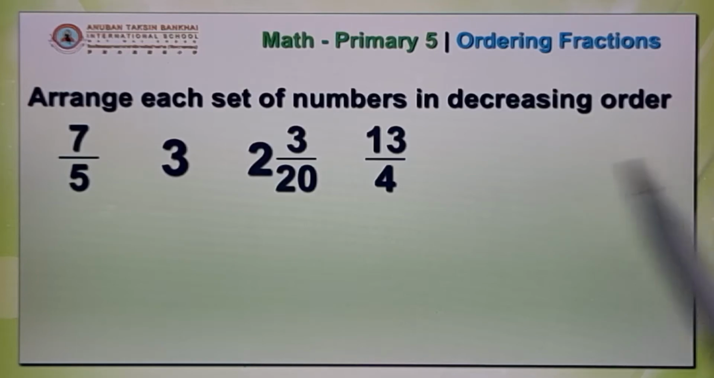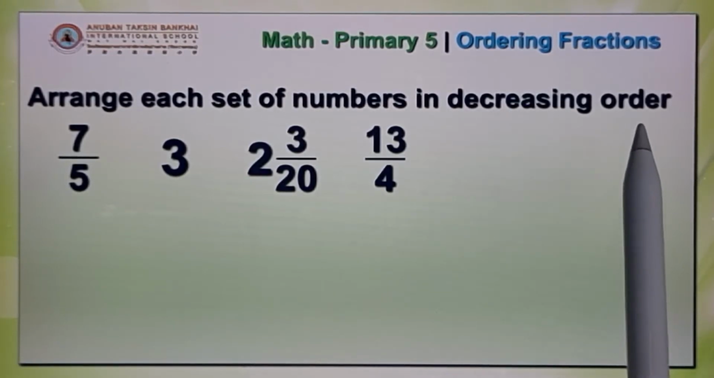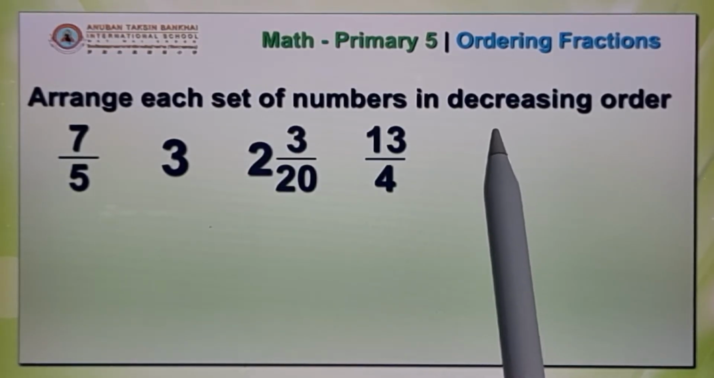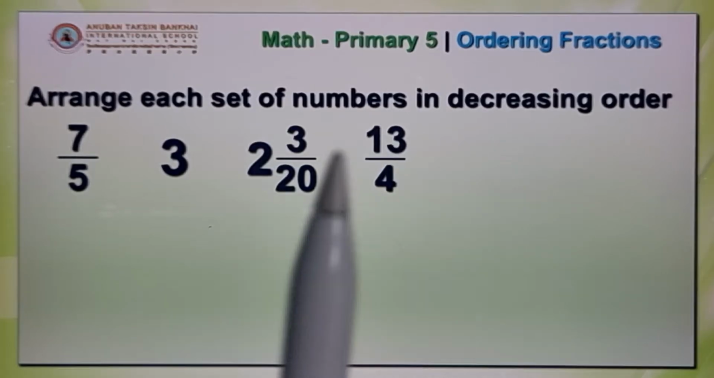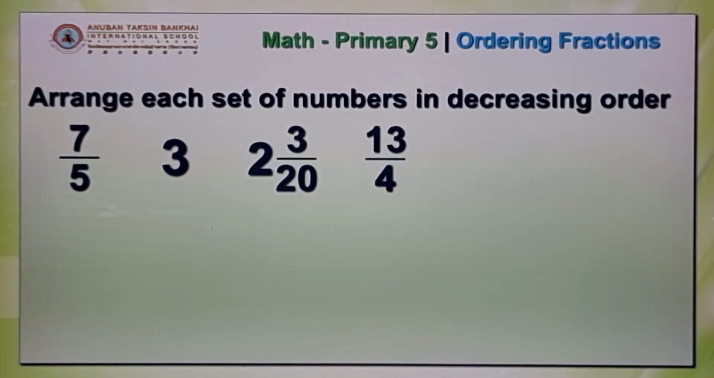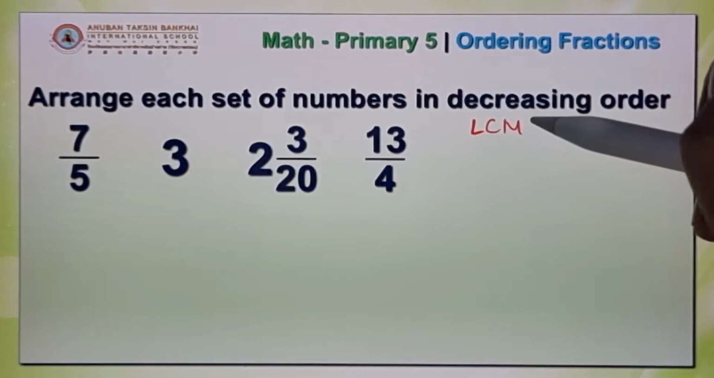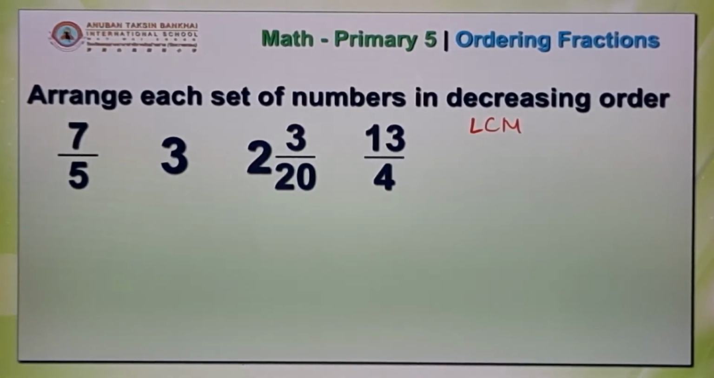Okay, so now let's discuss this example. We have arranged each set of numbers in decreasing order. So again, when we say decreasing order, that is from big numbers going to small numbers, so largest to smallest. Take note that our denominators are not the same. So of course, we need to change that. Let's solve for the LCM, or the least common multiple.